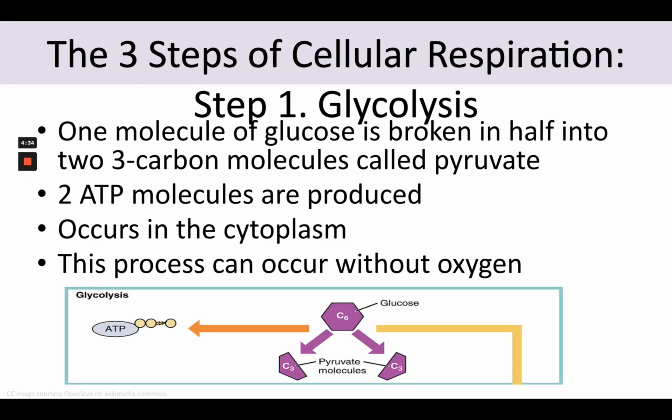So let's look at step 1, glycolysis. In glycolysis, 1 molecule of glucose is going to be broken in half into 2 3-carbon molecules called pyruvate. Glucose has 6 carbons. Remember, its chemical formula is C6H12O6. So we take that C6, we bust it right down the middle into 2 3-carbon pyruvates. From this process, we get 2 ATP molecules. This is going to occur in the cytoplasm, and remember that this occurs without oxygen being used.